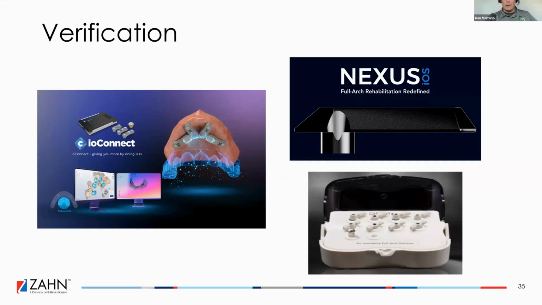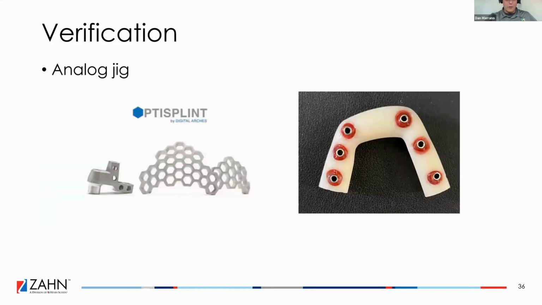And here are some of the intraoral scan kits that you can get. The IO Connect and the Nexus have been out for a little while. Implant Direct just released theirs. They all seem to work, but again, you're relying on the accuracy of the person scanning. The analog jig and the OptiSplint, or the traditional jig that we have, are not without inaccuracies in themselves. They have to be done. They are technique sensitive. They have to be done well as well.